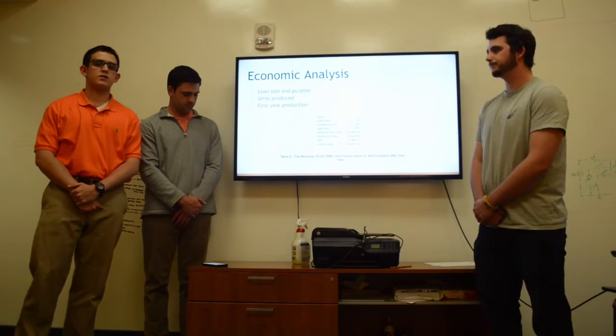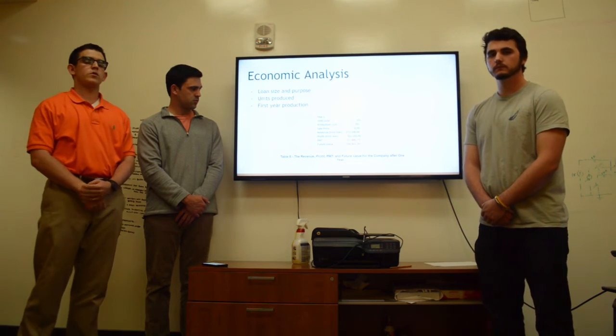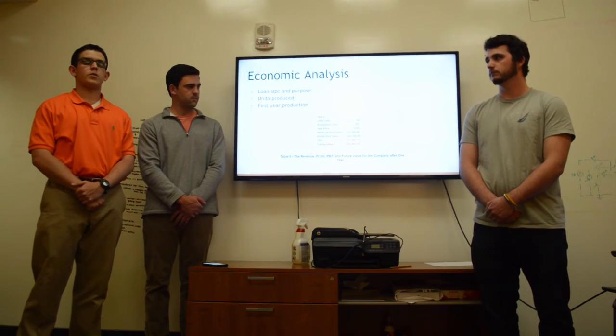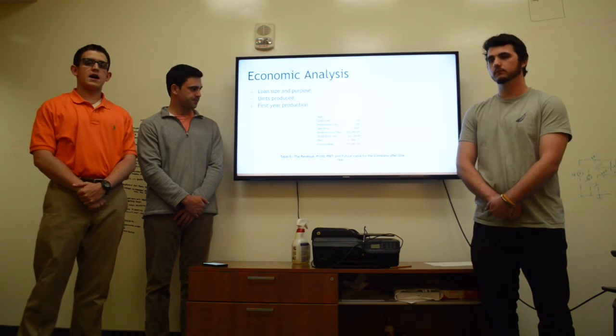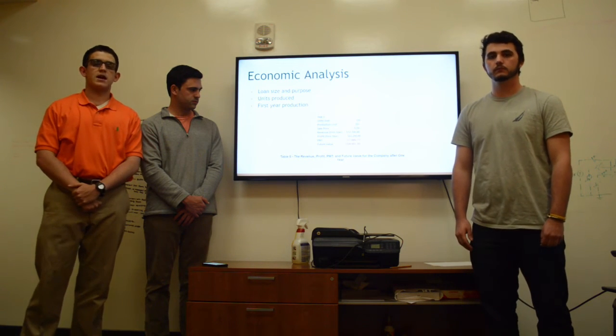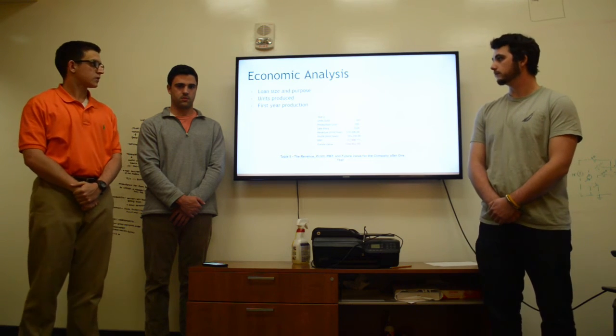So for our economic analysis, we decided that we would make a loan of $25,000 at 10%. And the purpose of this would be that $15,000 of it would go to producing 180 units, and $10,000 of it would go to acquiring the necessary parts.